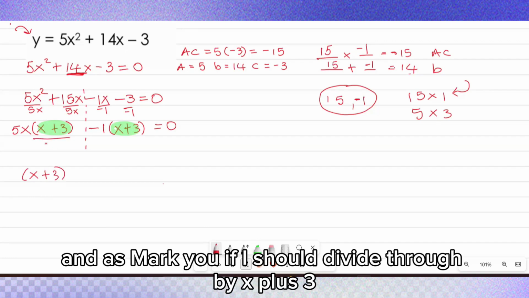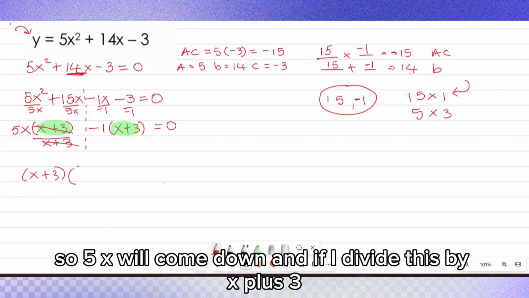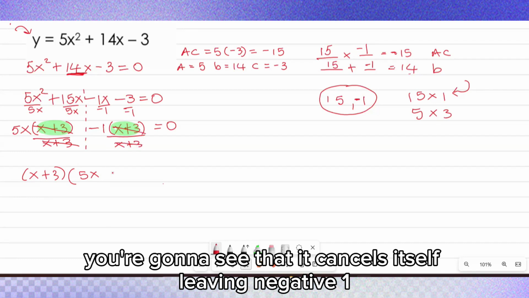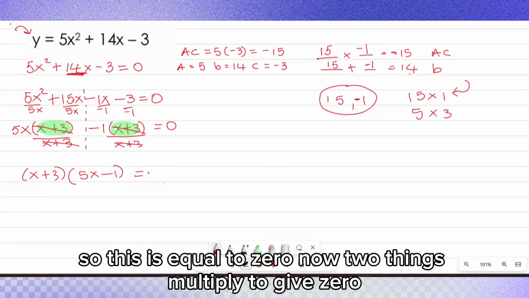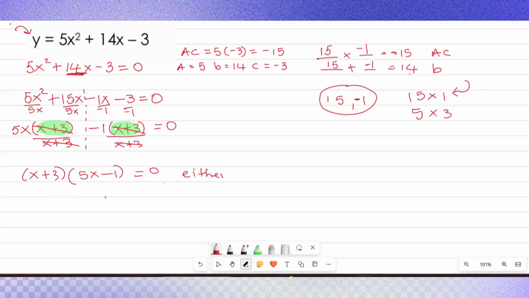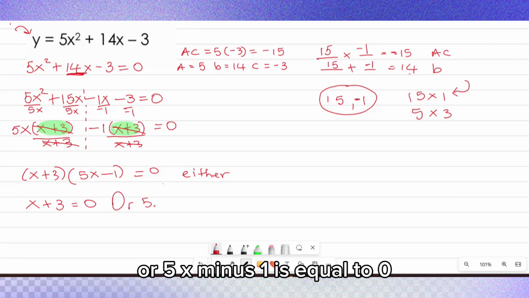If I divide through by x plus 3, you could see that it's going to cancel itself. So 5x will come down. And if I divide this by x plus 3, you're going to see that it cancels itself, leaving -1. So this is equal to 0. Now, two things multiply to give 0. We have to apply that zero product rule. So it's going to be either x plus 3 is equal to 0, or 5x minus 1 is equal to 0.